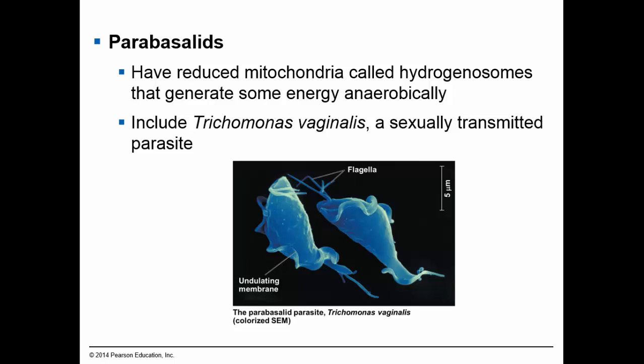The parabasalids is another very interesting group. They also have reduced mitochondria, and some of the energy that they produce is anaerobic. They tend to have a very interesting and funny shape, and one species is known to cause a sexually transmitted disease in humans. So keep in mind that not all diseases are caused by bacteria and viruses. There are lots of examples spread throughout the protists that are also involved in causing diseases both in humans and in a number of plants and animals.